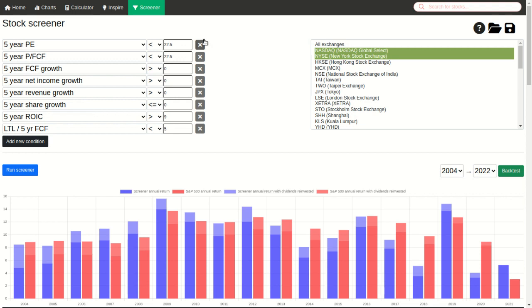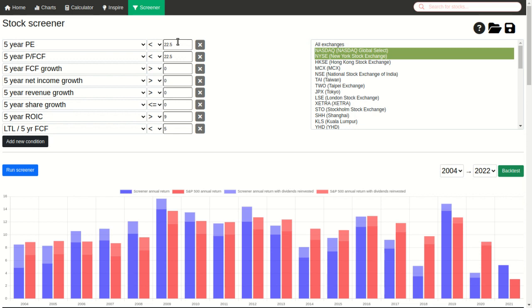My second issue here is with this 22.5. For a company that grows, let's say, 5% per year, a PE of 22.5 is very high. However, for a company that grows 50% per year, a PE of 22.5 might actually be low. So we have to find some way to automatically assign these PE values based on the growth, because the PE and the price to free cash flow cannot be viewed in a vacuum.